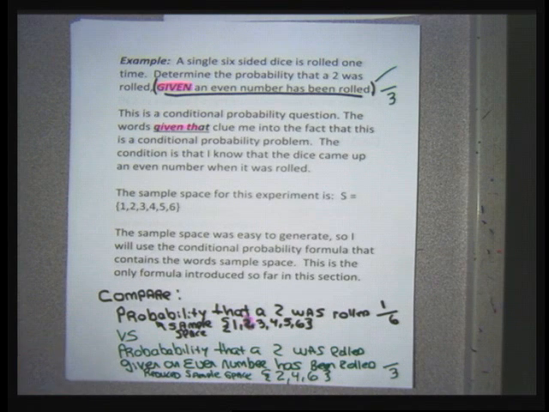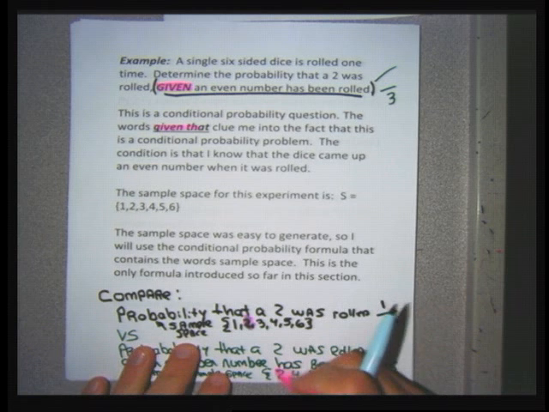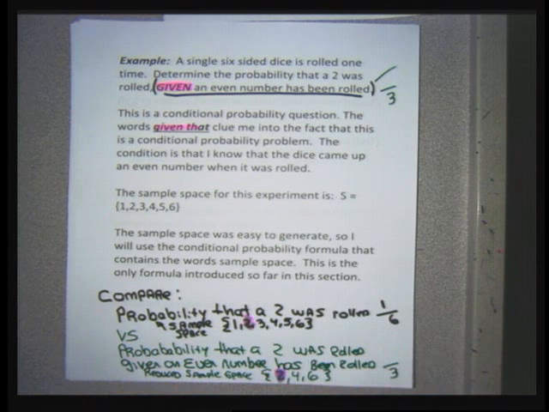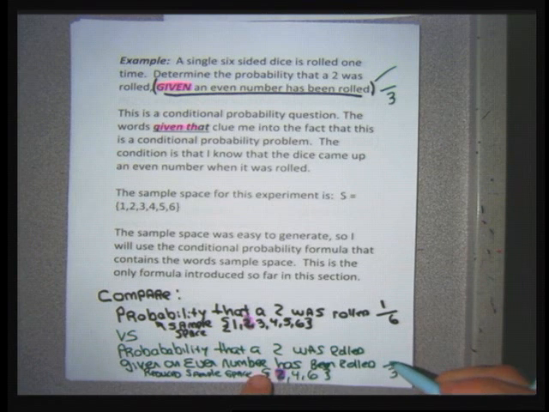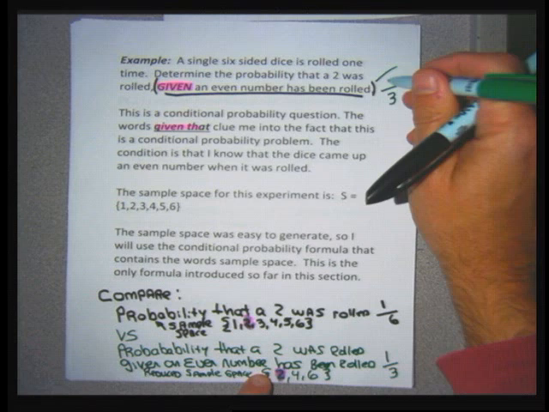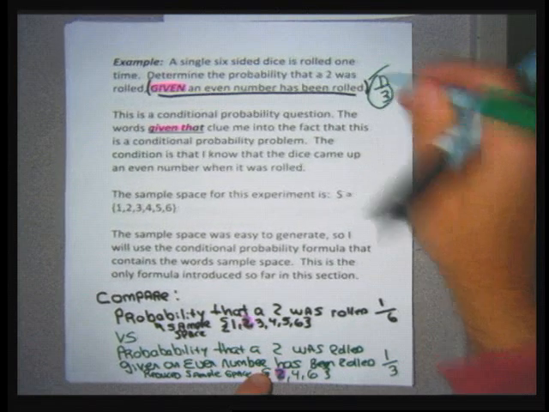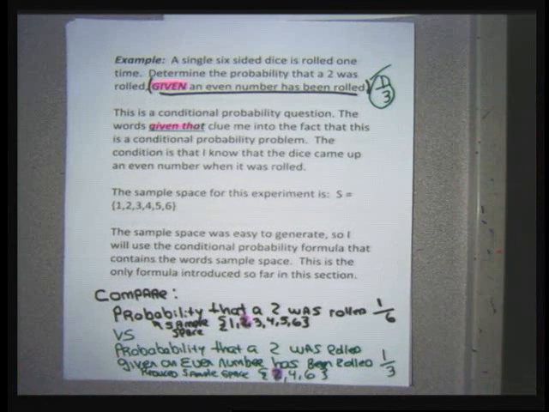The numerator for this question needs to be the number of items in the reduced sample space that fit the requirement, and the requirement is that a 2 has been rolled. There's still only 1 2 in the sample space, so the probability of rolling a 2 given that an even number has been rolled is 1 in 3, as opposed to in general 1 in 6. So it's basically twice as likely to happen that you'll get a 2 if the dice that was rolled was even, as opposed to not knowing anything about the dice being rolled.